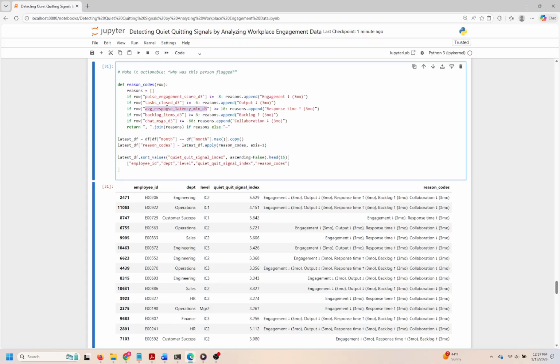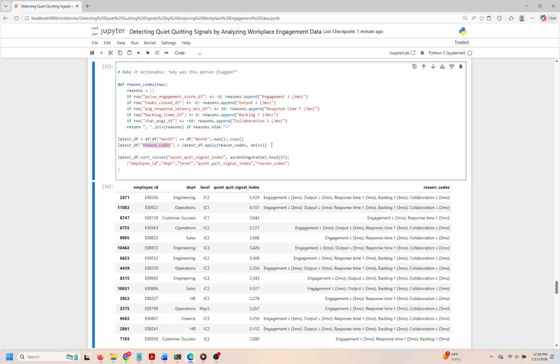Each offering insights into different aspects of employee activity. After defining this function, the code then applies it to a filtered data frame, which contains only the most recent month's data. By creating a new column labeled Reason Codes, it catalogs all the reasons for concern for each employee. This allows us to pinpoint who may need additional support or intervention.